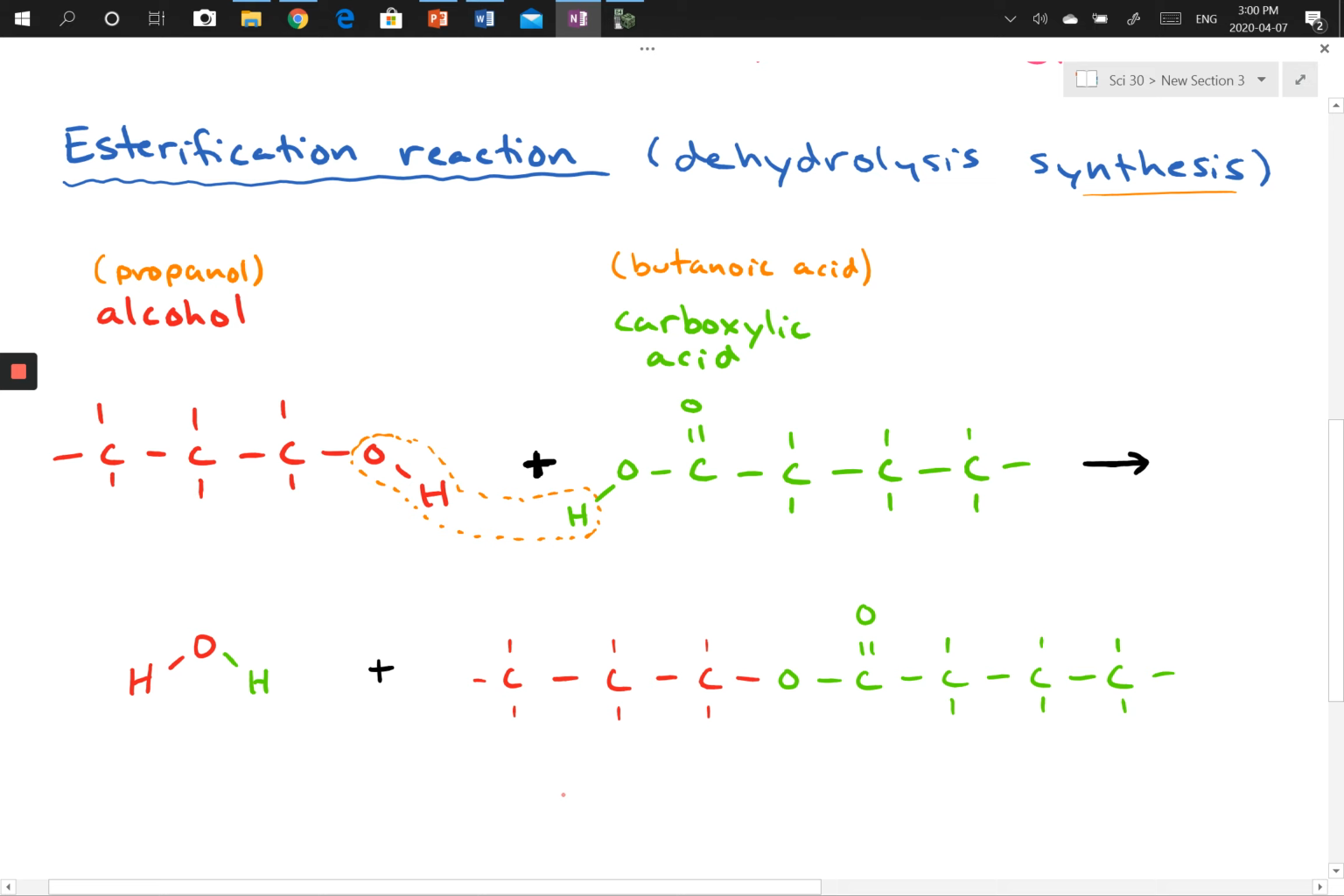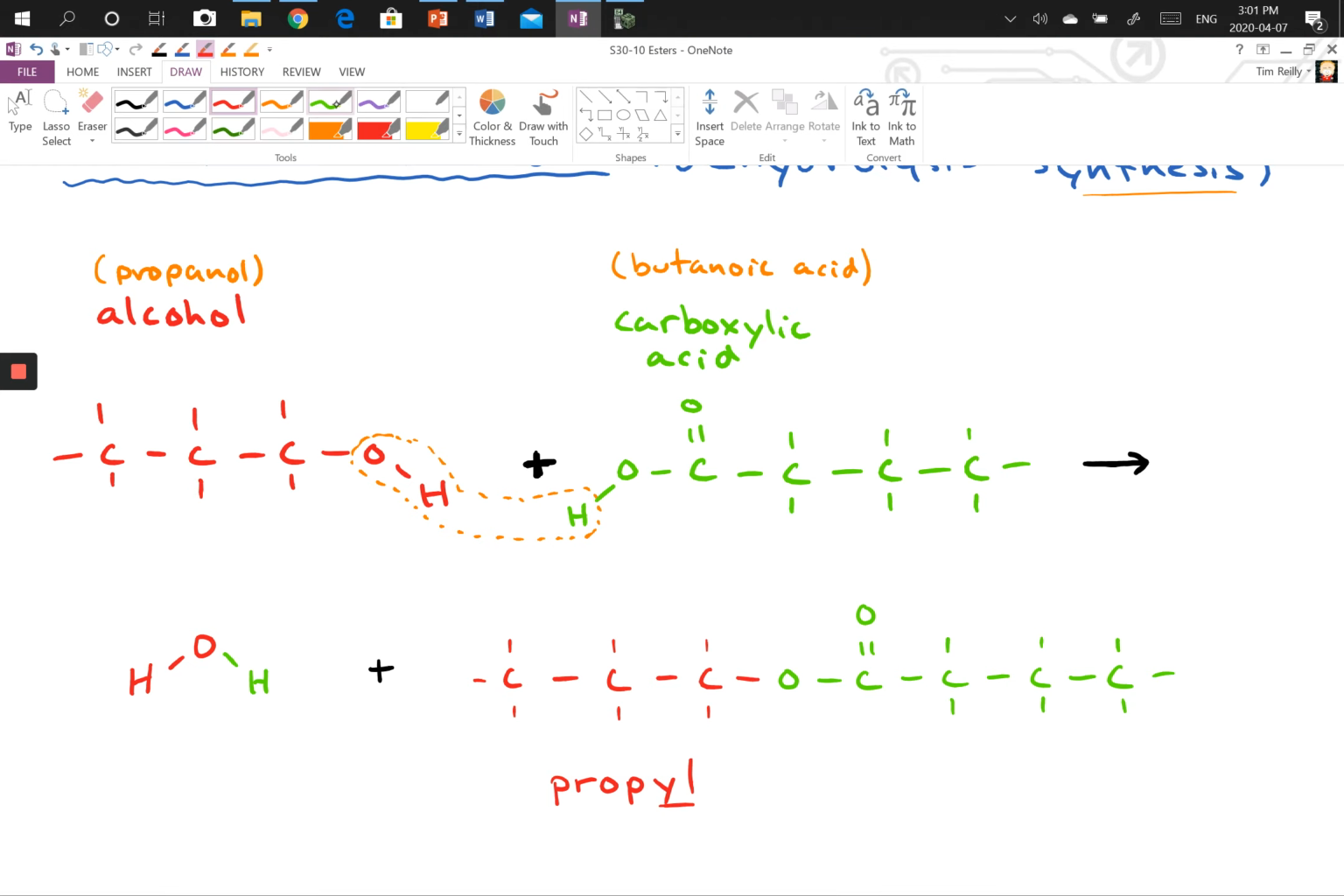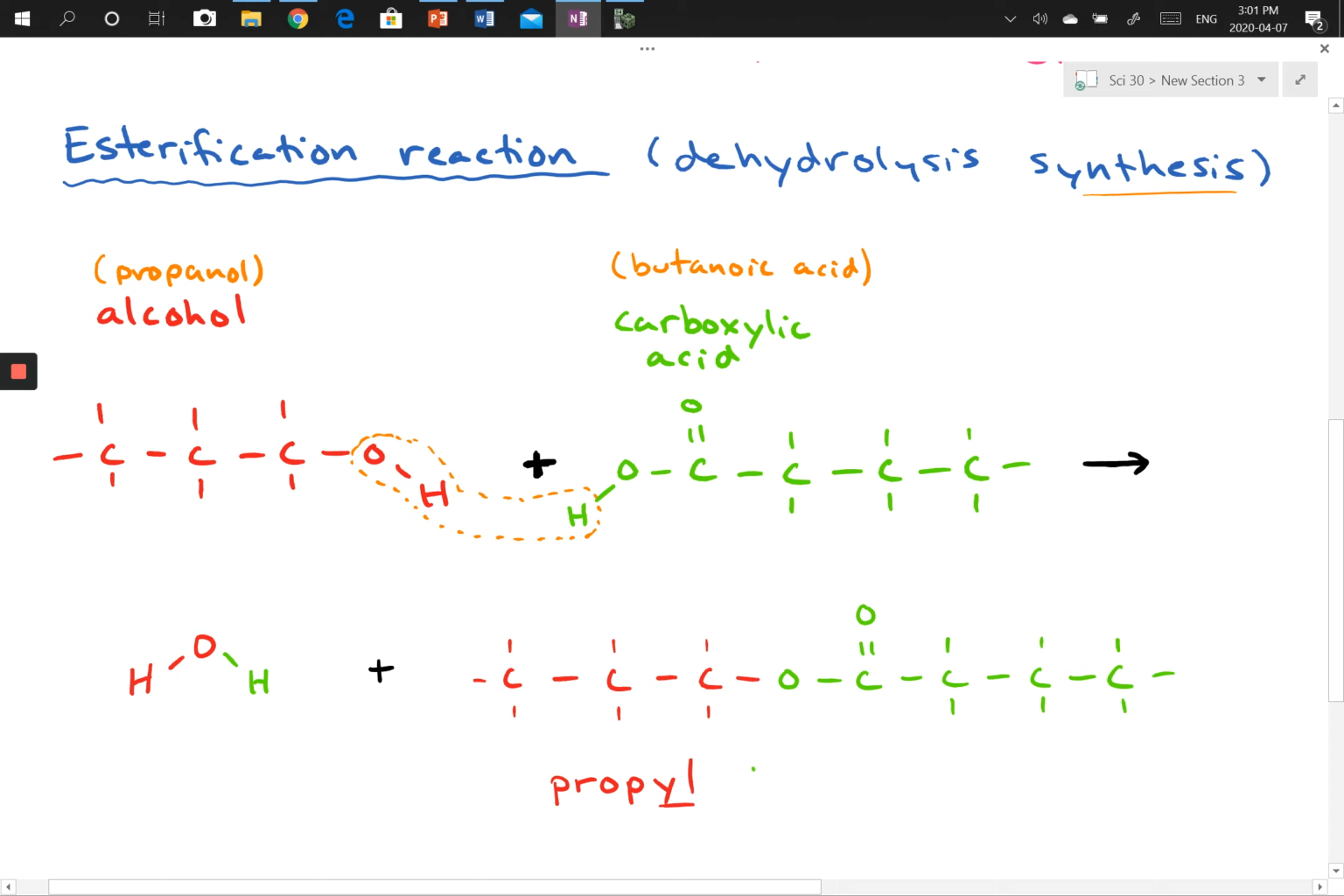So the alcohol is propanol. So just like we said up top, this is going to leave us with what we call propyl. And then our carboxylic acid side of this ester is butanoic acid. And so that's going to leave us with butane. And we're changing the ending this time to oate. And so the name for this ester is propyl butanoate.